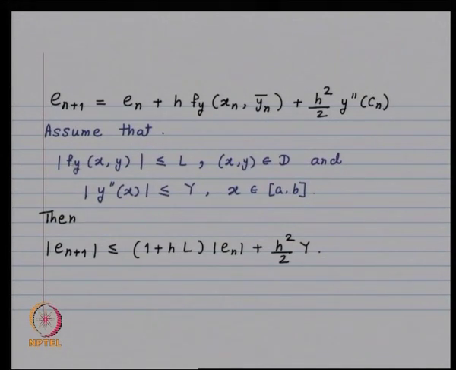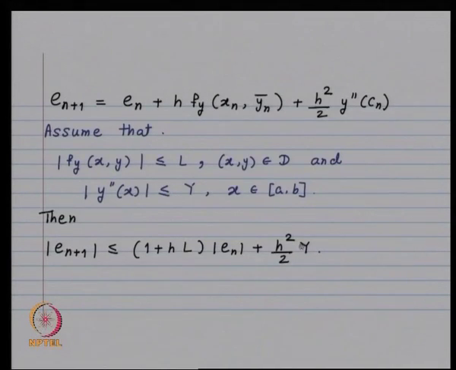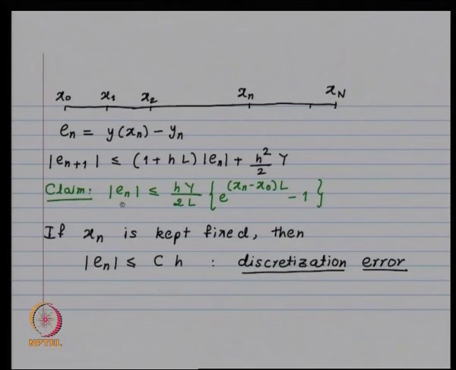Take mod of both the sides. So, you will have modulus of E n plus 1 less than or equal to mod E n, then modulus of f y at x n, y n, that is L, and here you have in fact one more term. You have got here h f y at x n, y n bar and this term E n. So, this I had forgotten. So, there is going to be mod E n here. So, this is h, this gives you L, and then there is mod E n plus h square by 2 into Y. Next, our claim is that modulus of E n is going to be less than or equal to h into Y divided by 2 L into e raised to (x n minus x 0) into L, minus 1.